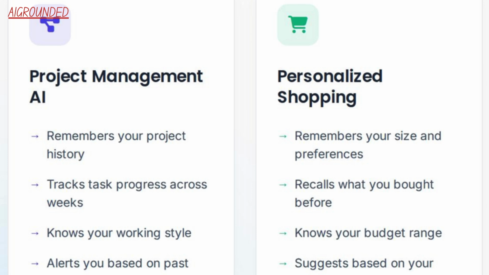The real world applications of memory enhanced agents are where you really see the value come to life. A project management AI that remembers your entire project history, tracks task progress across weeks and months, learns your working style and preferences, and proactively alerts you based on patterns it's noticed, like the fact that you always need budget approval 2 weeks before your deadline. A personalized shopping assistant that remembers your sizes, knows your style preferences, recalls your purchase history, and makes suggestions based on your actual taste rather than generic recommendations.